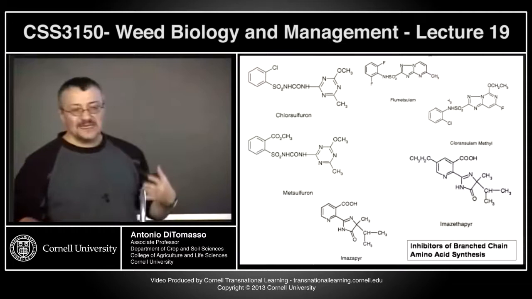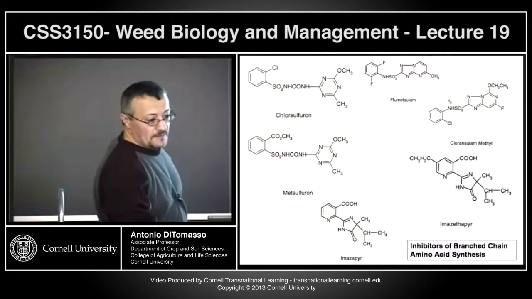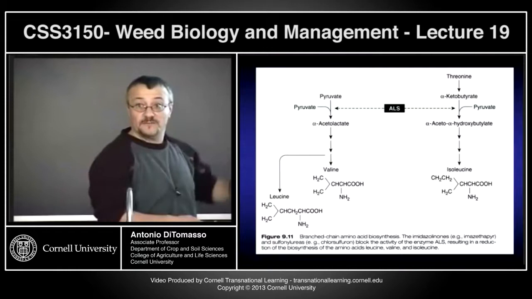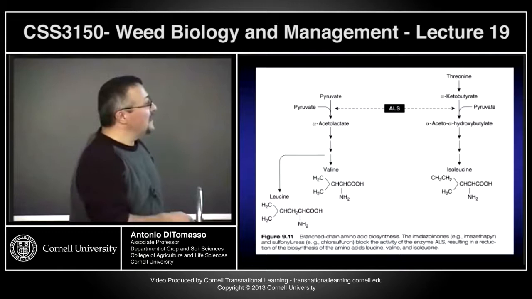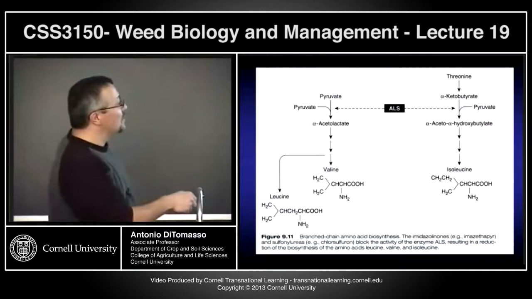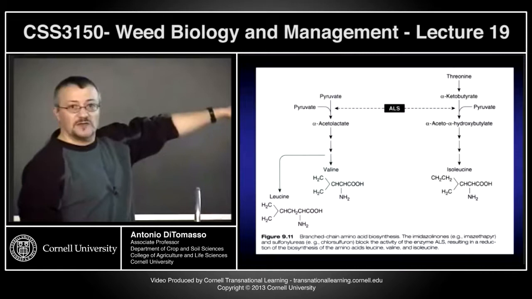Okay? Just showing you some of the structures again. If you're familiar with metsulfuron and imazethapyr, these are two different herbicides. Flumetsulam, Broadstrike. Okay? Just giving you a feel. This is what they inhibit. These are the three essential amino acids that all of us have to have if we're going to be lasting long on the planet, and you're getting them from vegetation generally unless you're taking vitamins or supplements. Leucine, valine, isoleucine.